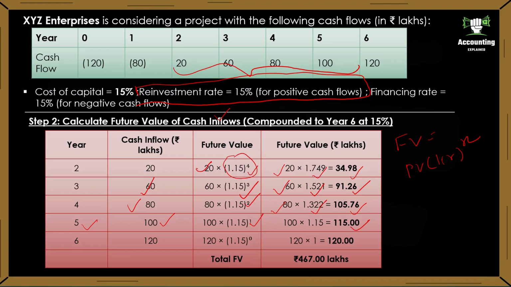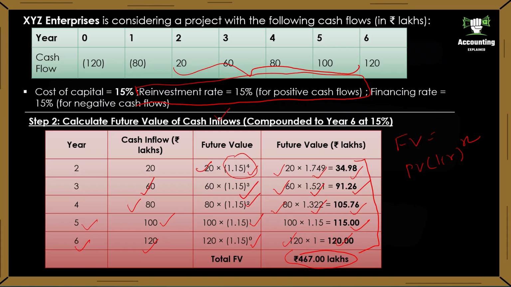Okay. Next, year 6, 120. The 6th year is the last year. So 120 into 1.15 to the power of 0. Any number to the power of 0 is 1. So 120 into 1 is 120. When adding all your future value cash inflows, you get your total future value as rupees 467 lakhs.